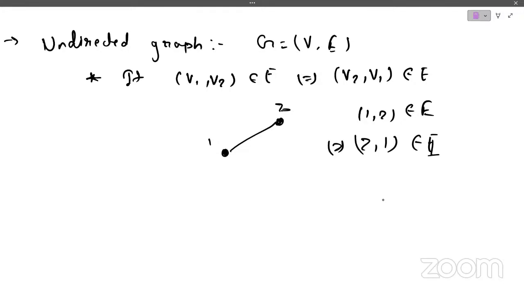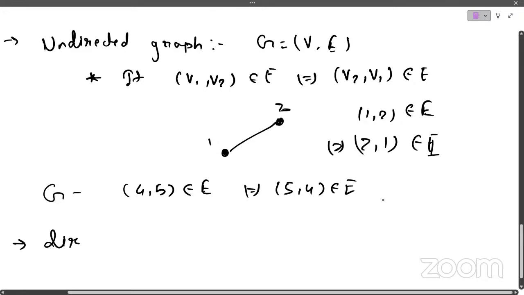In an undirected graph, if I say that G is an undirected graph and any edge, suppose 4 comma 5, belongs to E, then it is understandable that 5 comma 4 also belongs to E because we don't have any direction. So this is one thing about an undirected graph. And in a directed graph, this need not be the case. This need not be possible, right?